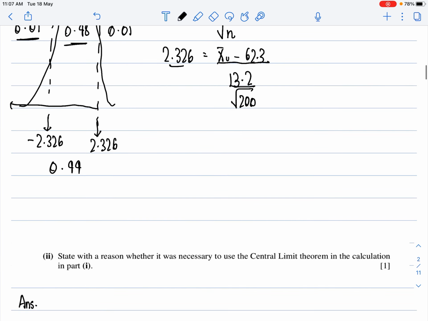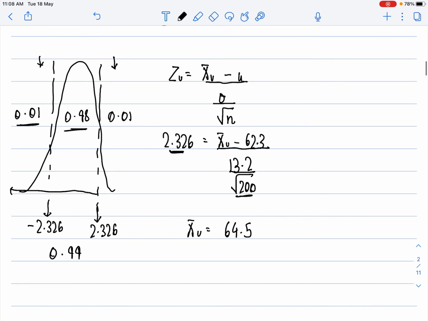So now I can simply do 2.326 multiplied by 13.2 over root of 200. Just do that on your calculator. It's simple. You get your answer as 2.17104. Now simply add 62.3 to it. So the upper limit here is 64.5.